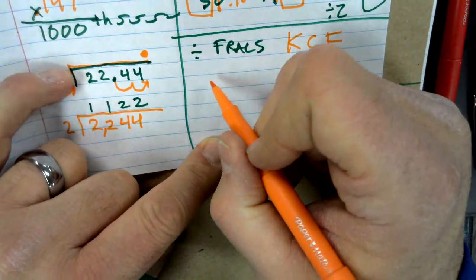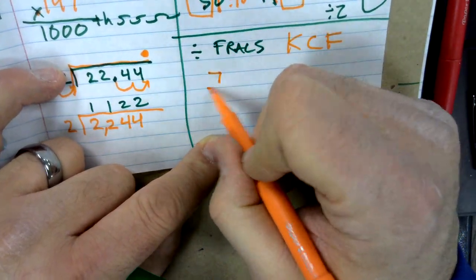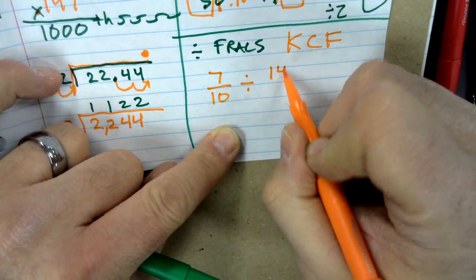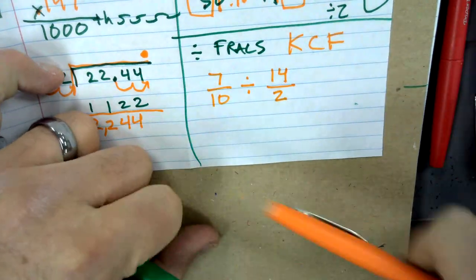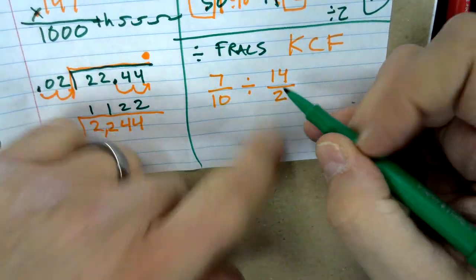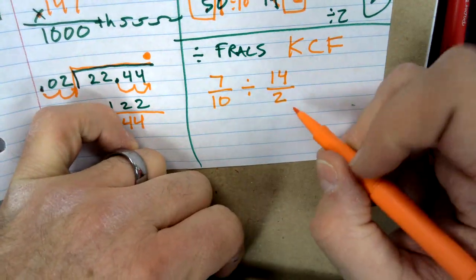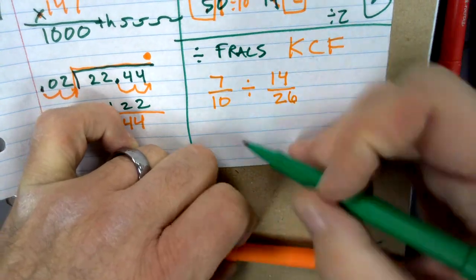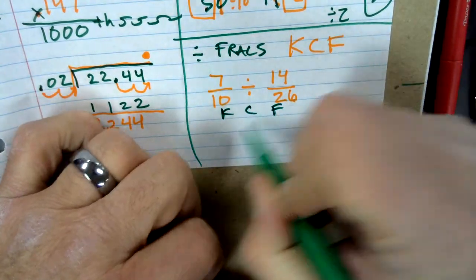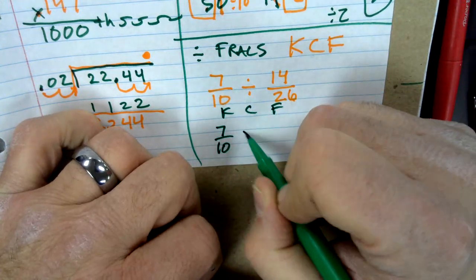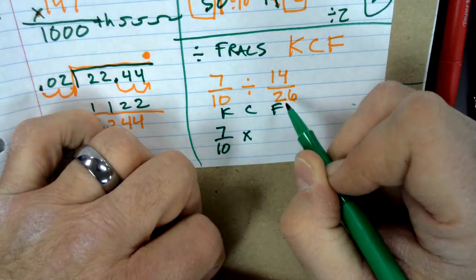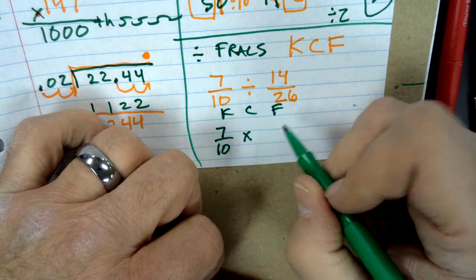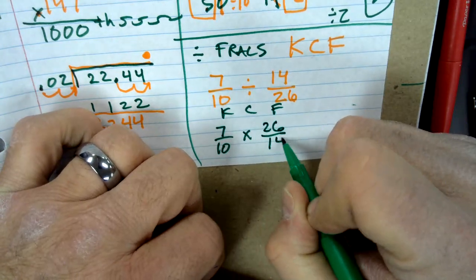So if I have, let's make one up, 7 over 10 divided by 14 over 2. Well, let's change that to 26, just for funsies. KCF: keep the first fraction, change division to times, flip the second fraction. When you flip a fraction, it's called the reciprocal. So it's going to be 26 over 14.